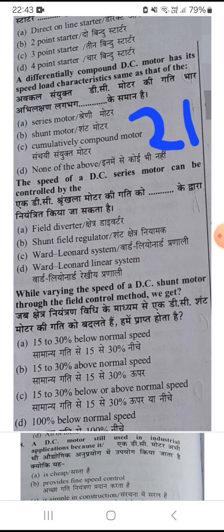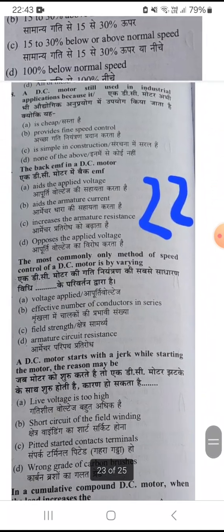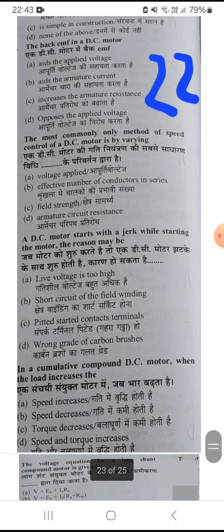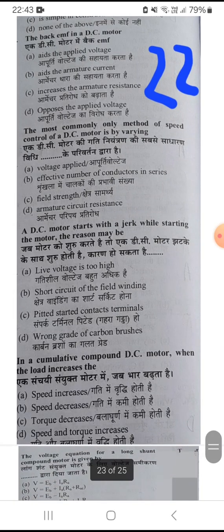Okay. Next, a DC motor is still used in industrial applications because it, option B, provides fine speed control. Option B is the right answer. Next, the back EMF in a DC motor, that is option D, opposes the applied voltage.